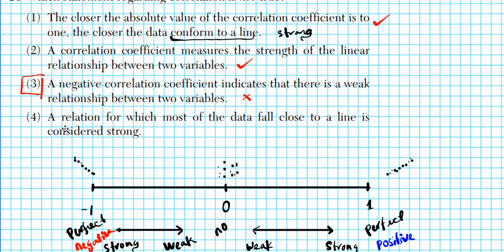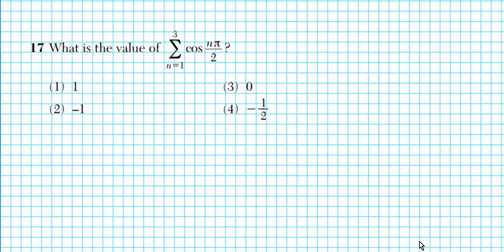And then option 4, let's just look at it. It says a relation for which most of the data fall close to a line is considered strong. Definitely, remember, strong correlation means it's very much like a straight line. So option 4 is correct also. All right, let's take a look at question 17. We're computing the discrete sum from 1 to 3 of cosine n pi over 2.